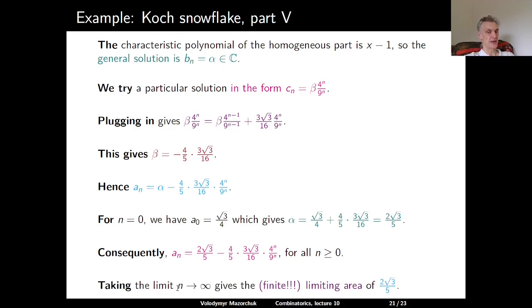Now we can take the limit n goes to infinity, and we see here that 4 divided by 9 is strictly smaller than 1, so if we take this to the power n, this will go to 0. So the second summand will just disappear, and the limiting area will be 2 square root of 3 divided by 5. So here we have this Koch snowflake. It's a very funny geometric figure in R squared. That's a curve which has infinite length, but which bounds a finite area. So that's a very interesting example.